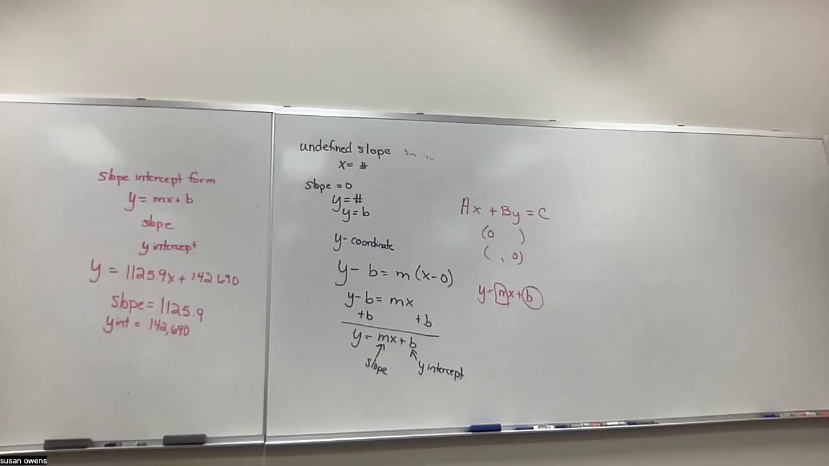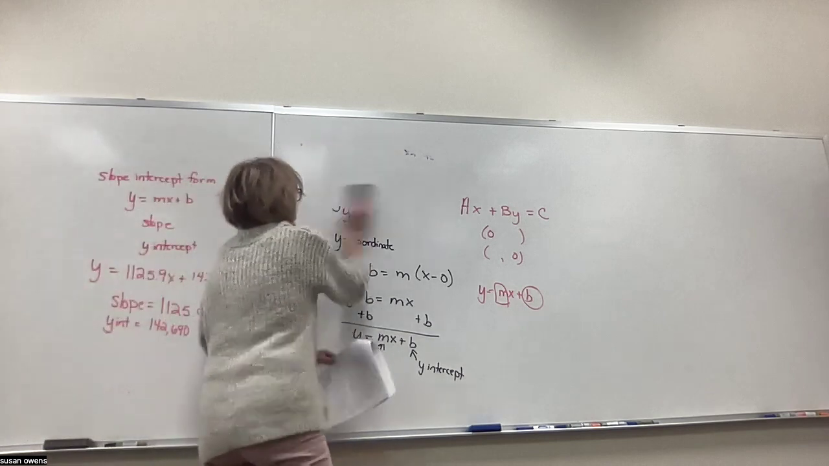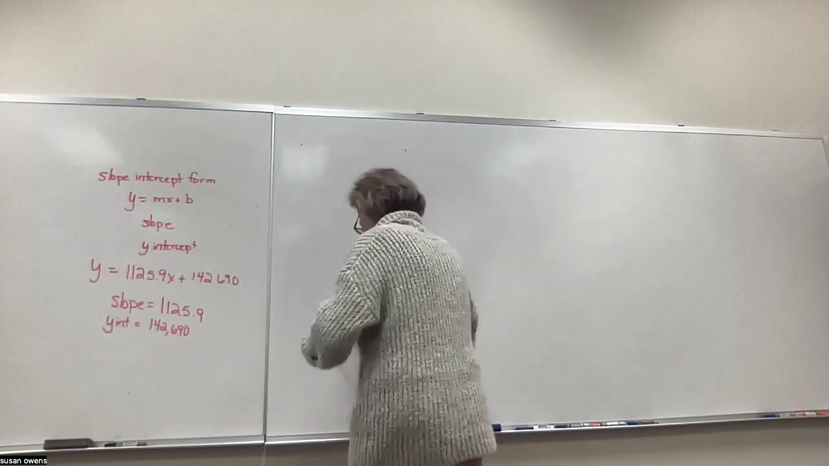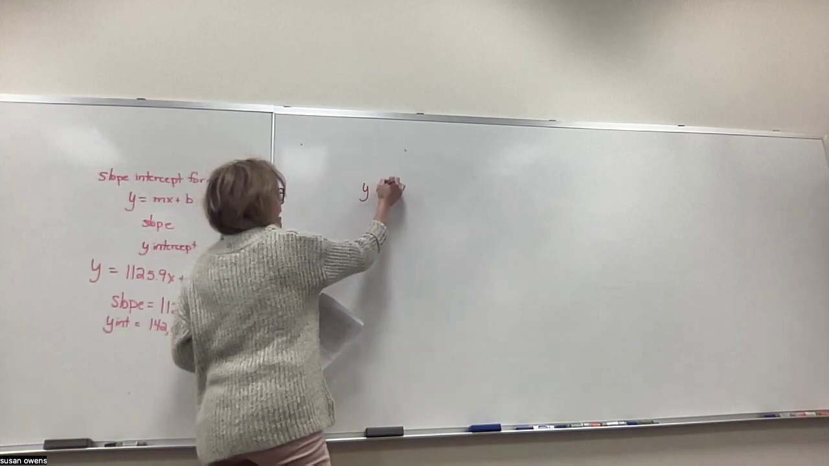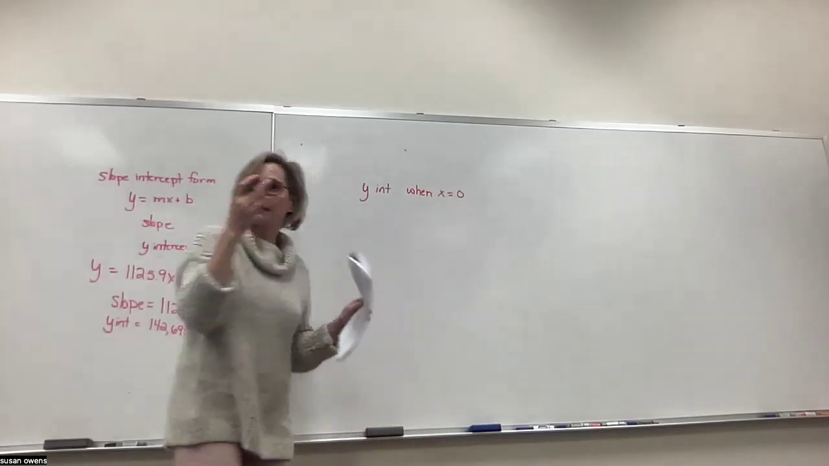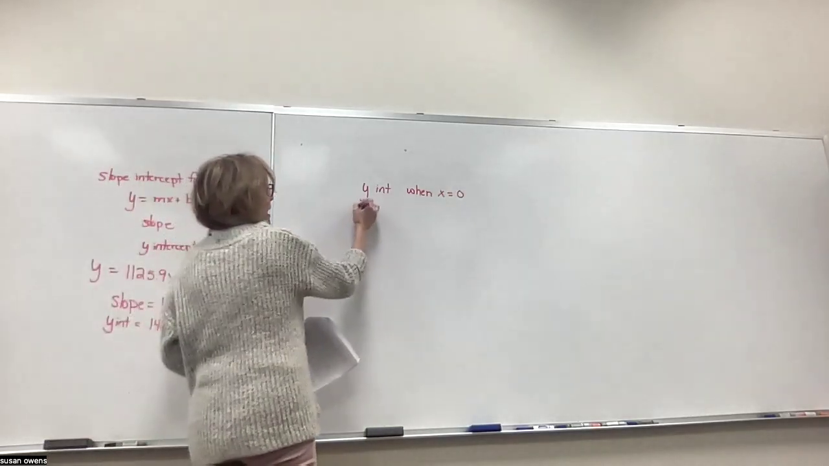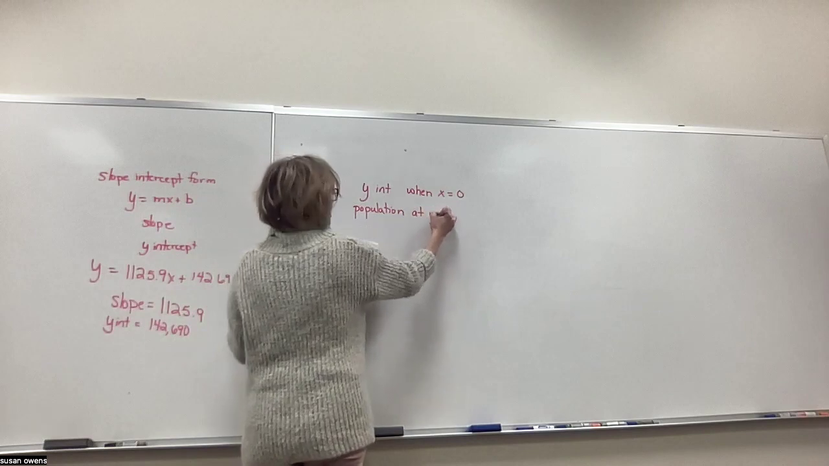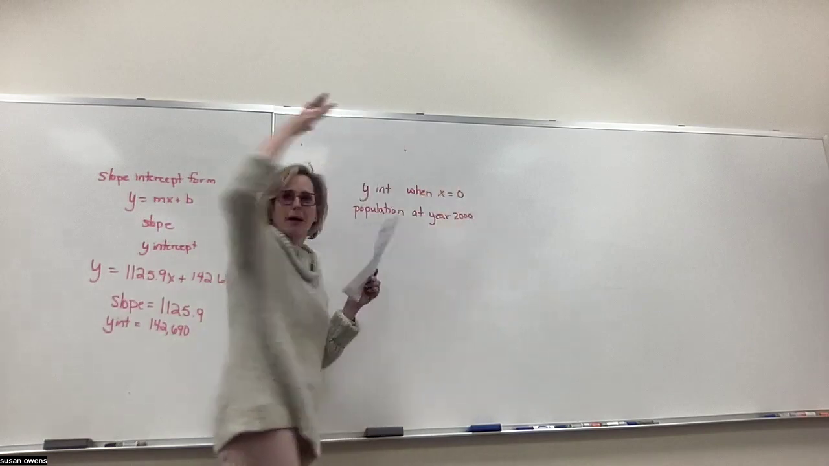What does the y-intercept tell us? Okay, so the y-intercept tells us when x is 0. And it says that x is the number of years after 2000. So the y-intercept tells us when x is 0. In this case, it tells us the population at year 2000, because that was my starting year.